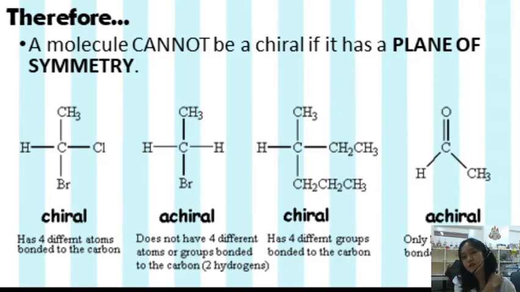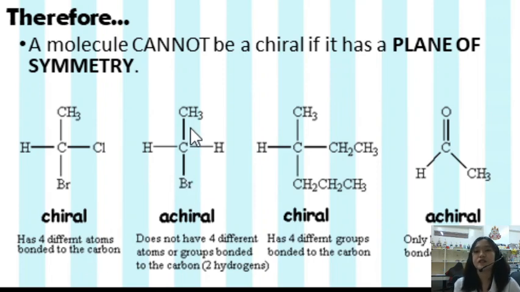Next. So therefore, a molecule cannot be chiral if it has a plane of symmetry. So example natin dito, you have this molecule. Ilan ang kanyang functional groups present? You have the methane, the chloride, the bromine, and the hydrogen. So, apat na magkaiba na functional groups. So, meaning, wala siyang plane of symmetry. Correct? So, meaning this molecule is chiral. Chiral carbon atom, so it has 4 different atoms bonded to the carbon.